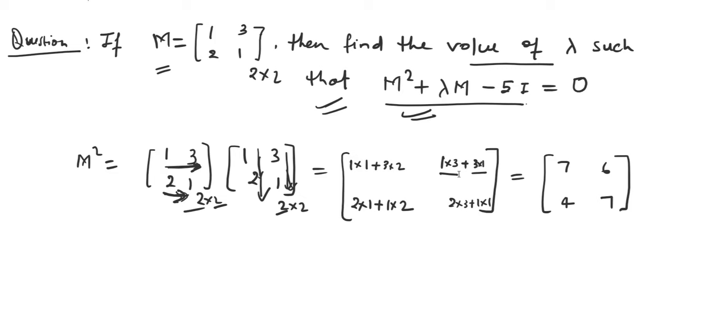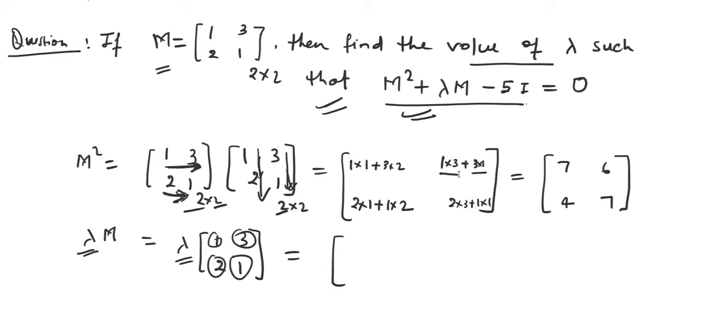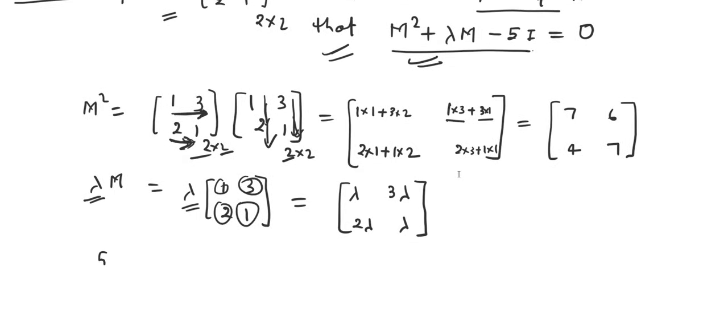Now we need to find lambda times M. Lambda is a scalar, so lambda times our matrix 1, 3, 2, 1. We know that in scalar multiplication each entry is multiplied with lambda. So we obtain lambda, 3 lambda, 2 lambda and lambda, right? Now we need to find 5 I, where I is the identity matrix of order 2. So 5 times the identity matrix 1, 0, 0, 1 is equal to 5, 0, 0, 5, right?